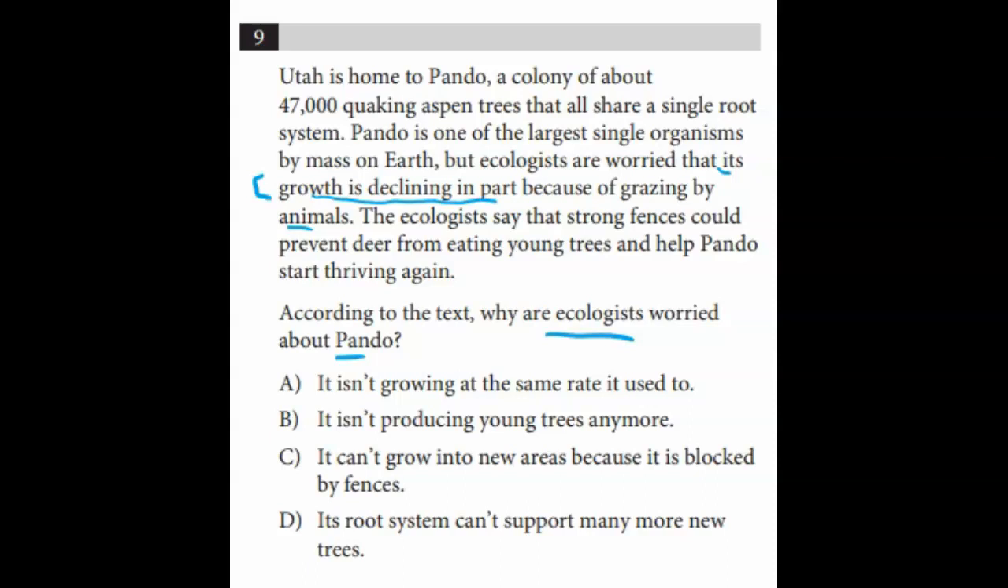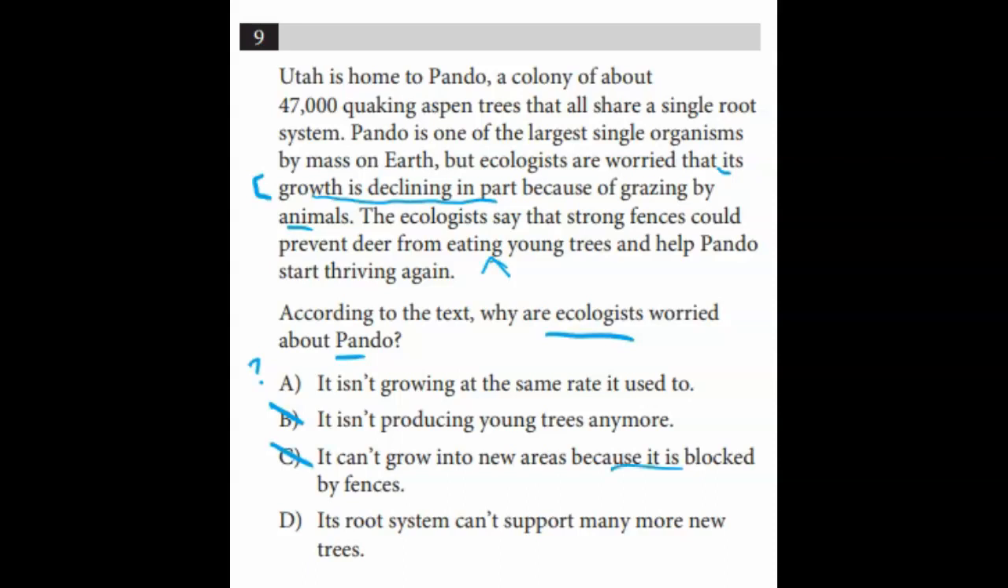The ecologists say that strong fences could prevent deer from eating young trees and help Pando start thriving again. All right, sweet. It isn't growing at the same rate it used to. It's not the best because it's declining, so it could be A. B, it isn't producing young trees anymore. No, it's producing young trees. They're just getting eaten by deer. So B's out.